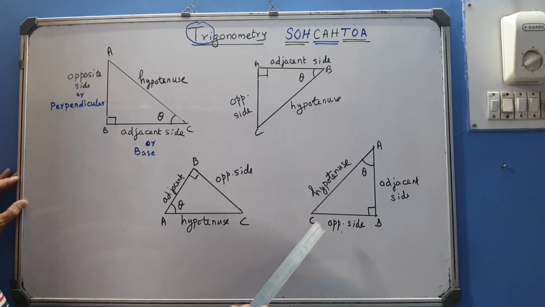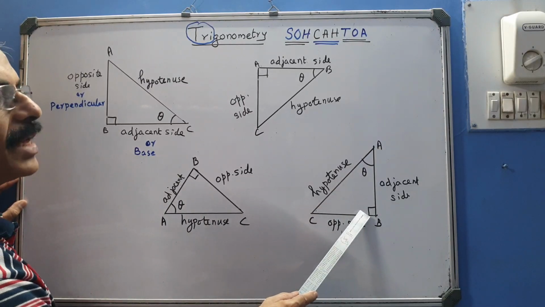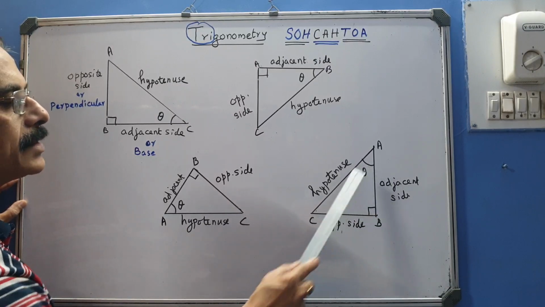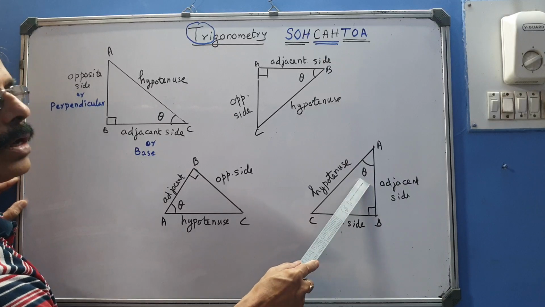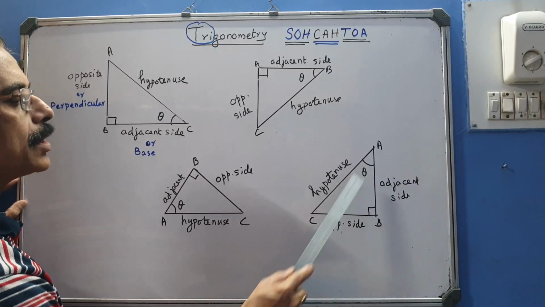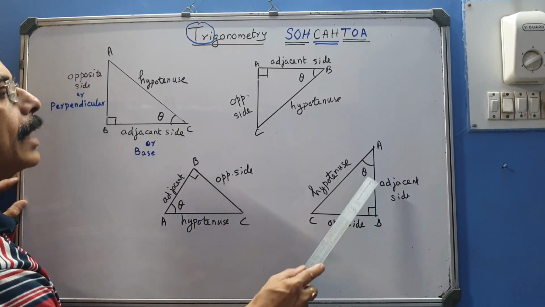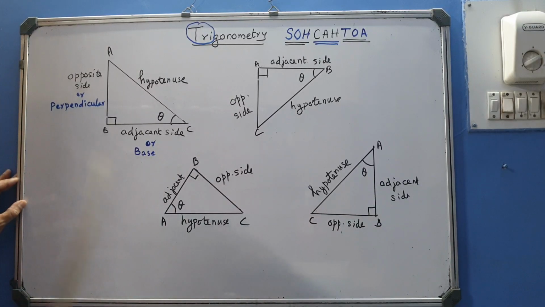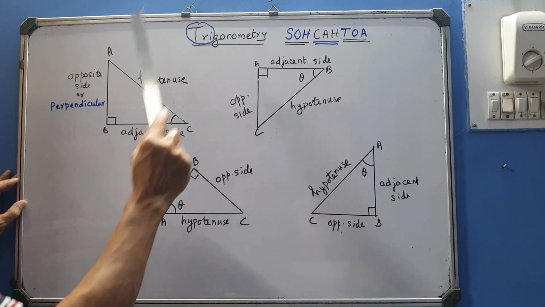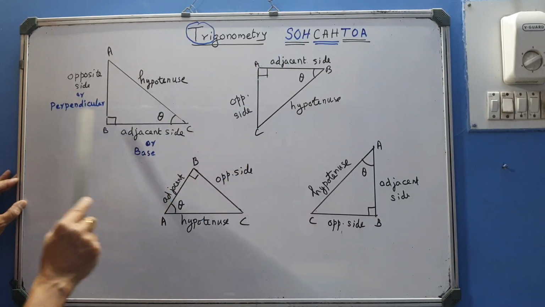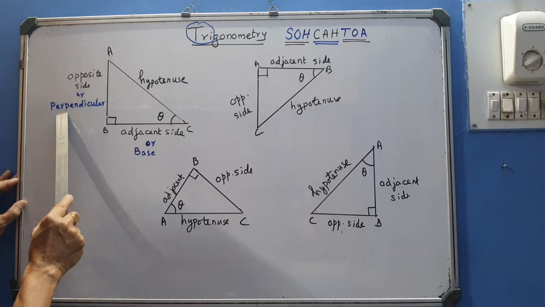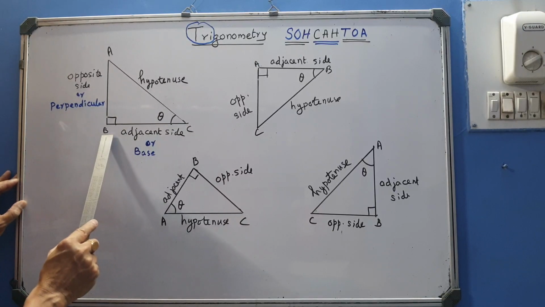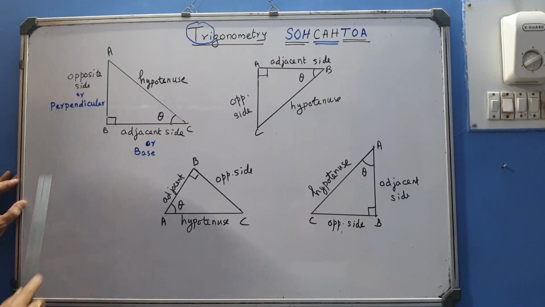Look at this diagram. This is a right angle triangle. Angle B is 90, so the side opposite 90 is called hypotenuse. There are two acute angles, A and C. I'm taking angle A as theta. The side which is opposite to theta is called the opposite side, and the side which is close to theta is called the adjacent side. I suppose all of you know how to identify hypotenuse, opposite side and adjacent side. Hypotenuse is opposite 90. The opposite side, or perpendicular, is opposite to the given angle. The side which is close to theta is called the adjacent side, or base.